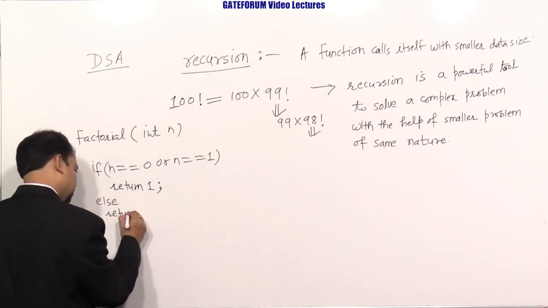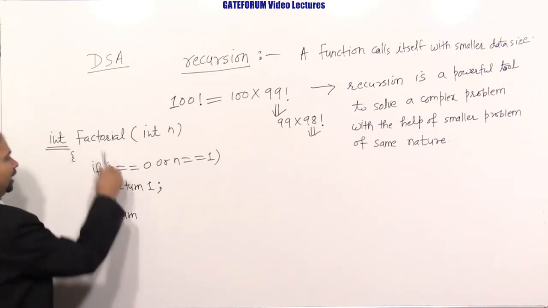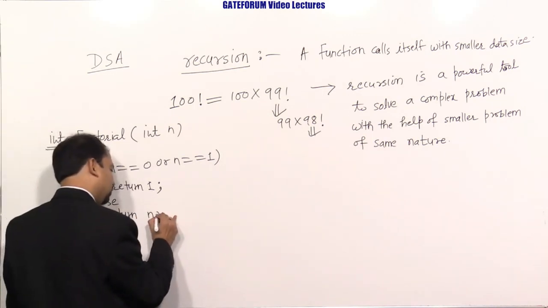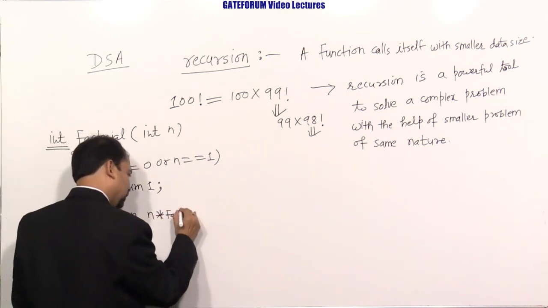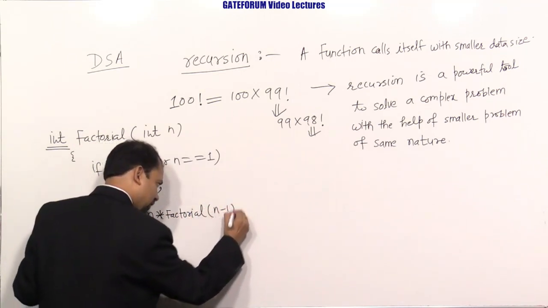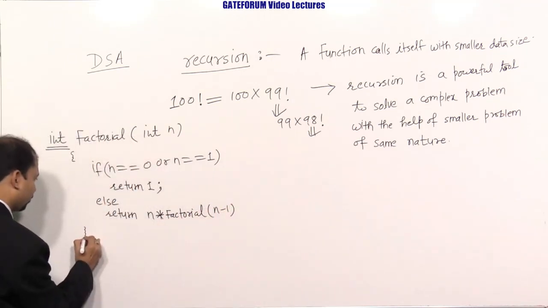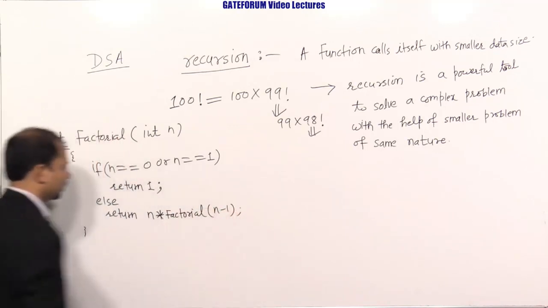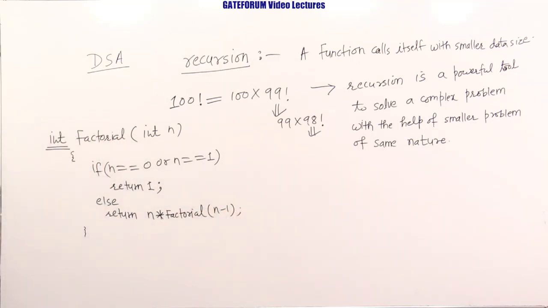what do we need to return? Else return n times the same function called with a smaller input size, factorial of n minus 1. So it's hardly 2 lines of code, this if and this else part, and this is going to compute the factorial of a number.